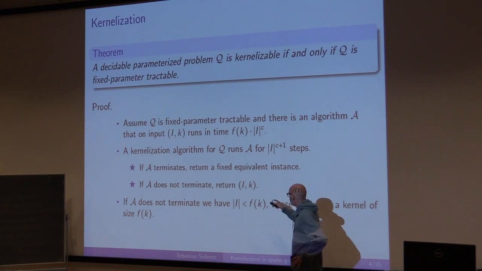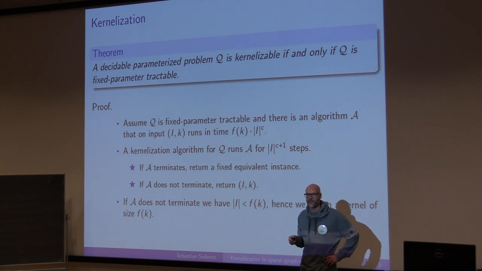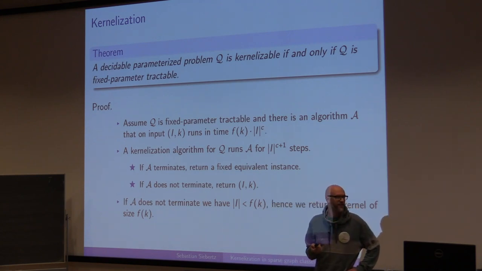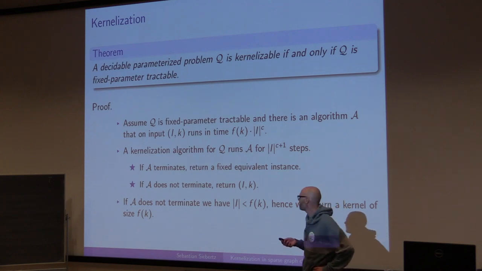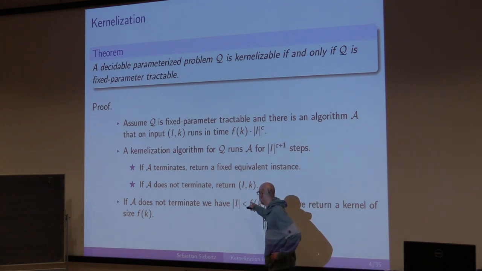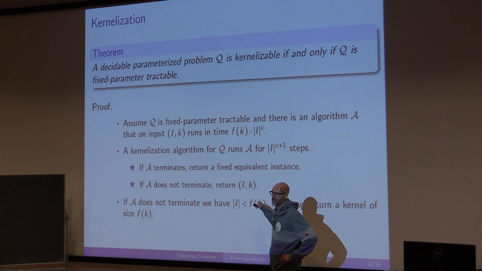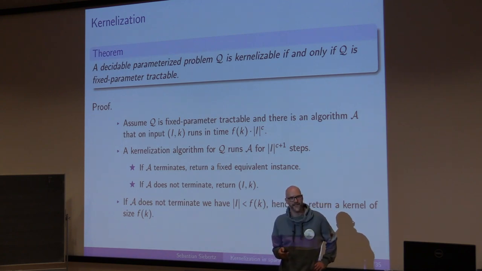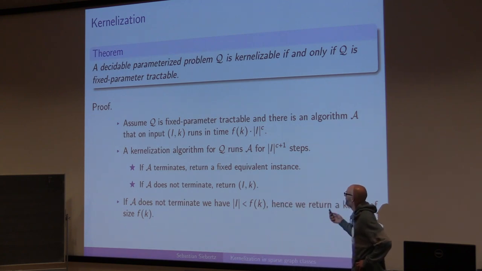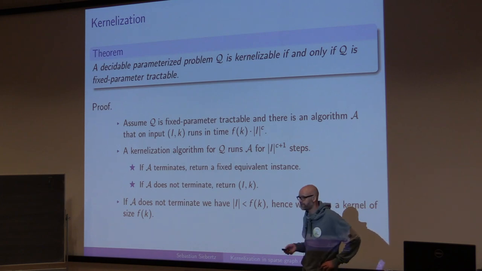What we get here is most likely quite a large kernel, and lots of research is about finding small kernelizations. We like to have this function here actually polynomial or linear in the best case. However, this cannot be always achieved.